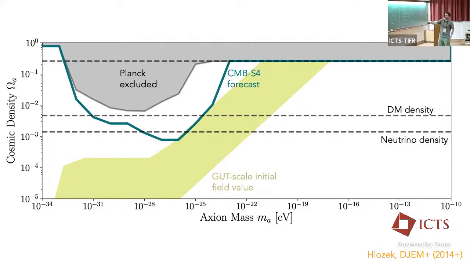And Planck excludes this big region here. If you look to the future with next generation CMB, CMB-S4, you can get some exclusion. In terms of field value, if I fixed the field value to be the GUT scale, I would predict to be living in this gold region here. So you see that the current limits on the fraction don't reach the sensitivity to probe the GUT scale.